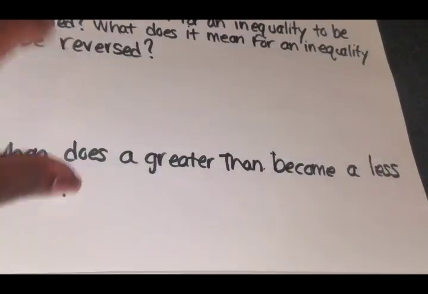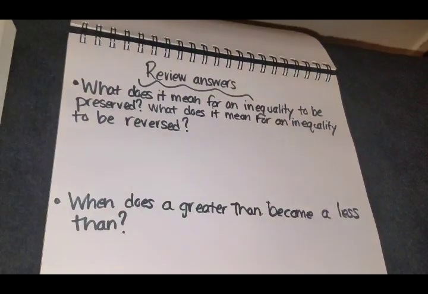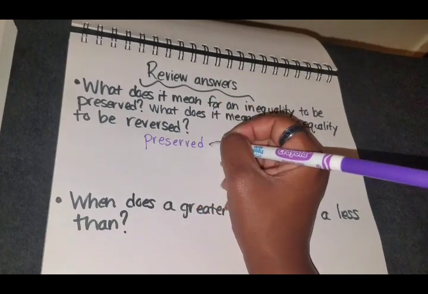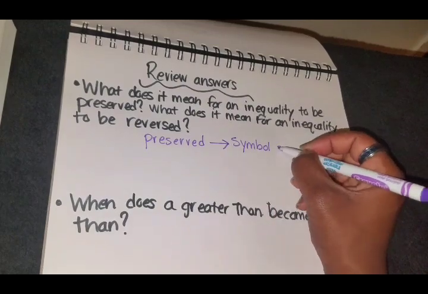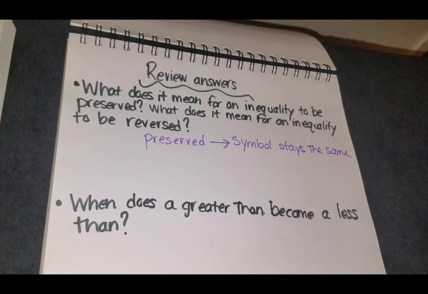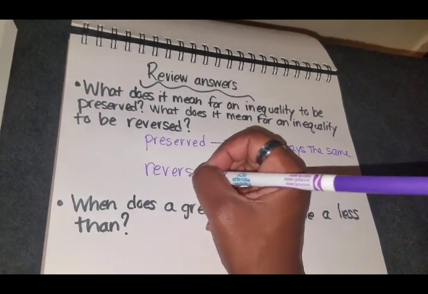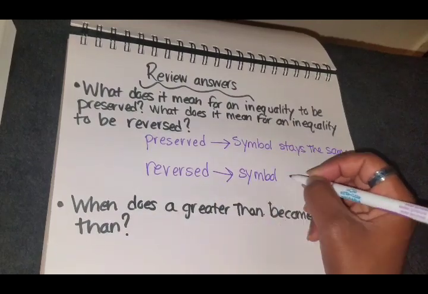Okay, here are our 2 answers. All right, what does it mean for an inequality to be preserved? What does it mean for an inequality to be reversed? Well, remember, preserved just means the symbol stays the same. It doesn't change. And of course, reversed being the opposite of preserved, that means that the symbol is going to flip directions. So reverse, just like reverse in Uno, symbol flips directions.